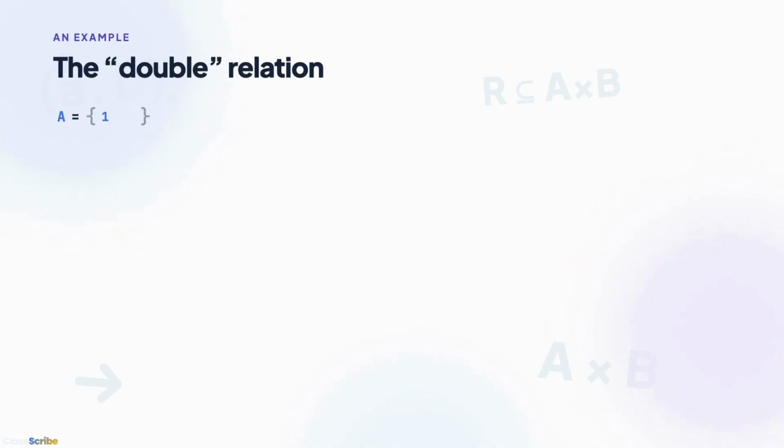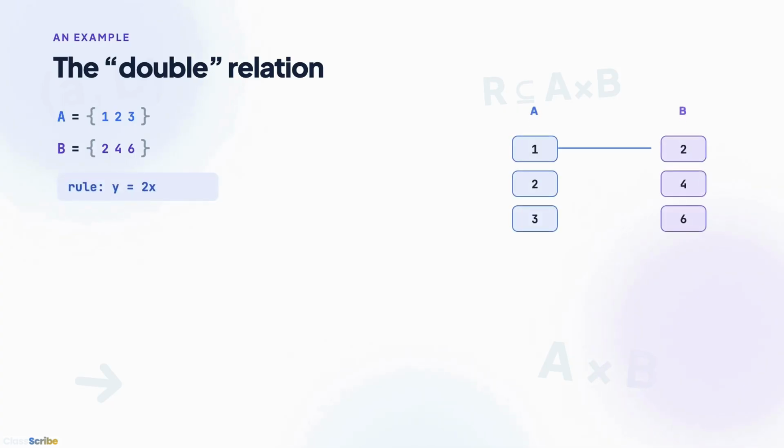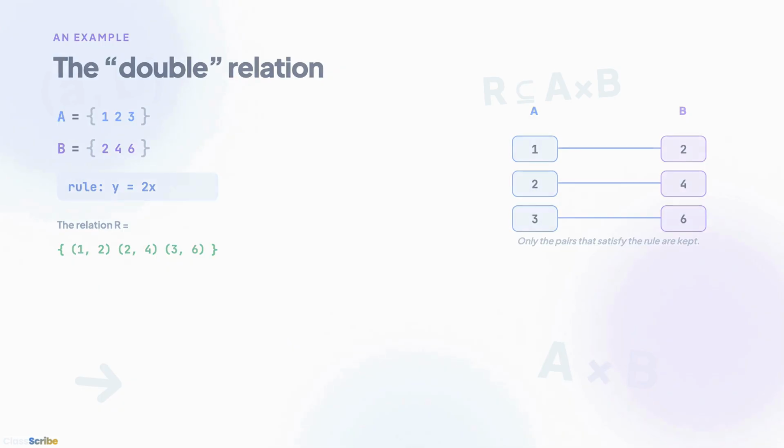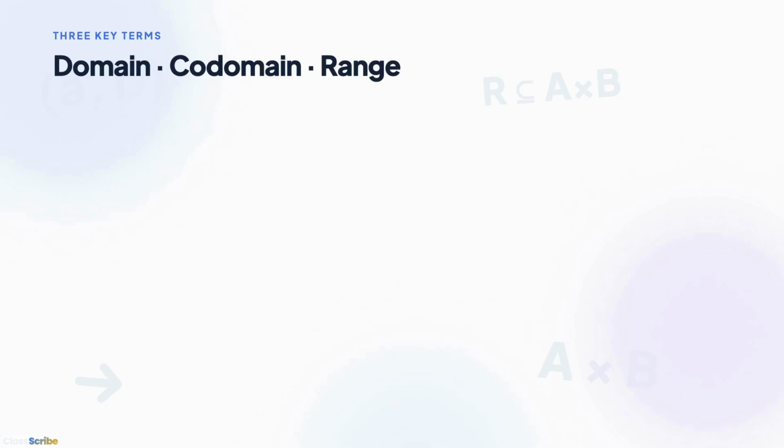For example, let A equals {1, 2, 3} and B equals {2, 4, 6}. Suppose we want to connect each number in A with its double in B. The required ordered pairs are (1, 2), (2, 4), and (3, 6). These selected pairs form a relation from A to B. Notice that although the Cartesian product contains many possible pairs, the relation contains only those pairs that satisfy the given rule. Every relation has three important terms.